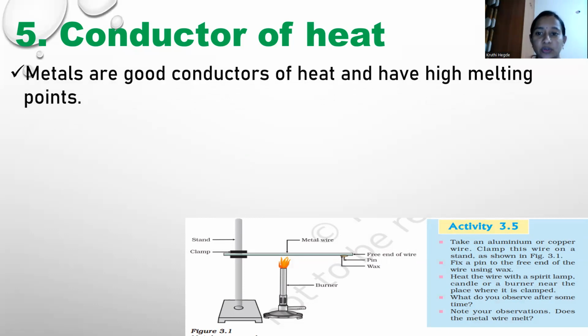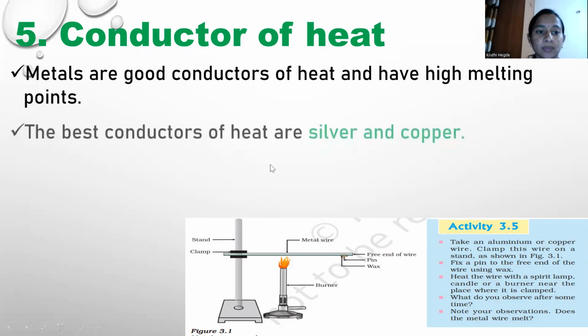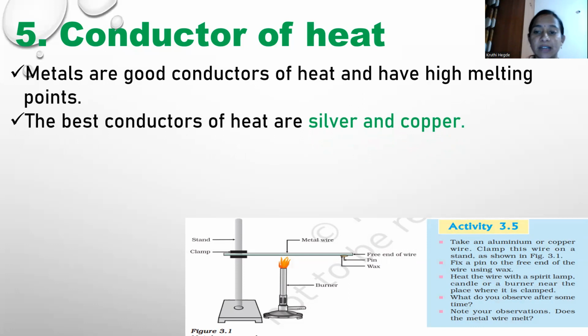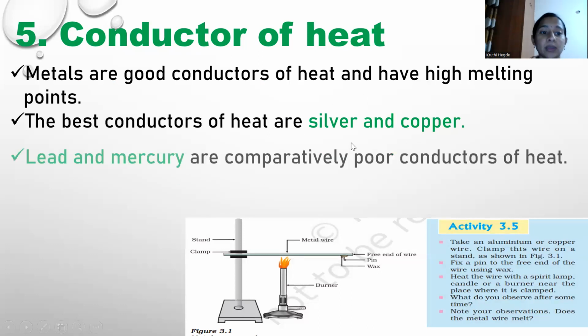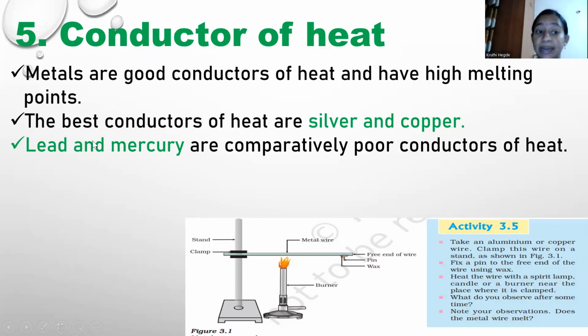Metals are good conductors of heat and they have high melting point. They do not melt easily at low temperature. They have very high melting point. The best conductors of heat are silver and copper. So you need to remember this. Silver and copper are considered the best conductors of heat. Lead and mercury are comparatively poor conductors of heat. They do not conduct heat as much as silver and copper do.